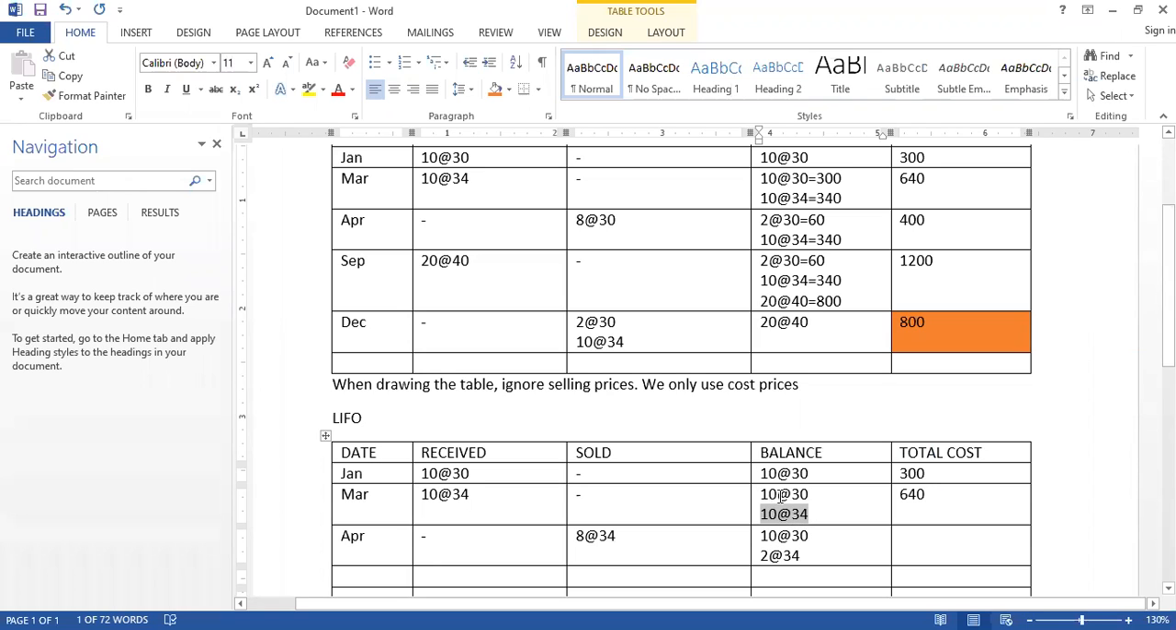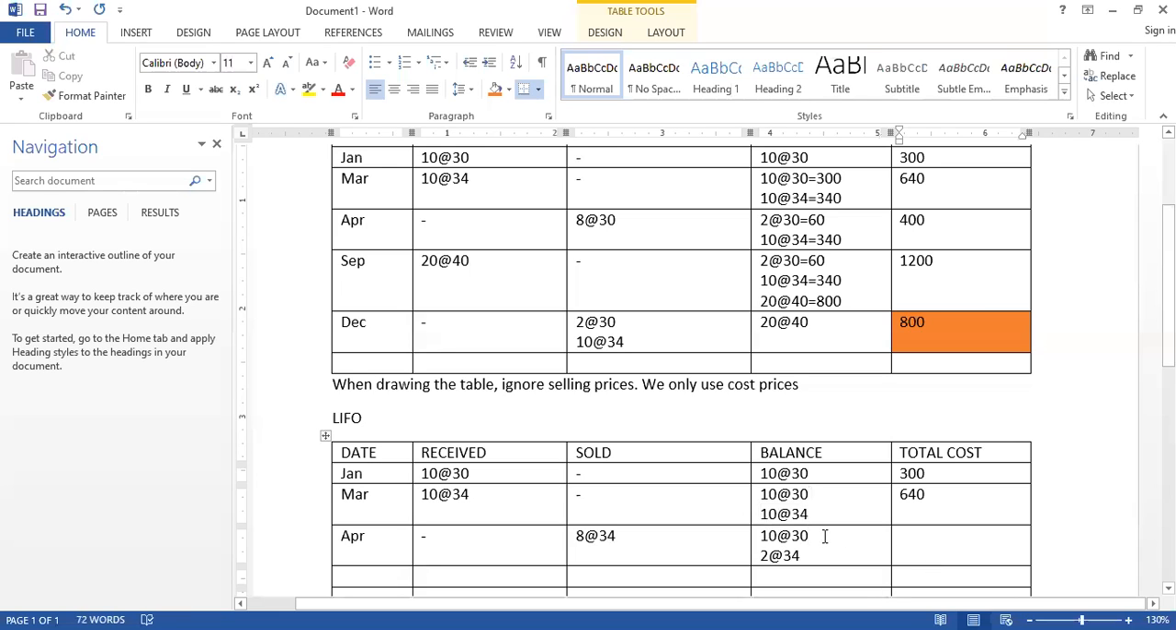So the 10 items are still in stock, and then we issued out eight items from the 10 items that came in last. We issued out 8 items, so we are left with 2 items at the price of 34 in our last balance. Do you understand?